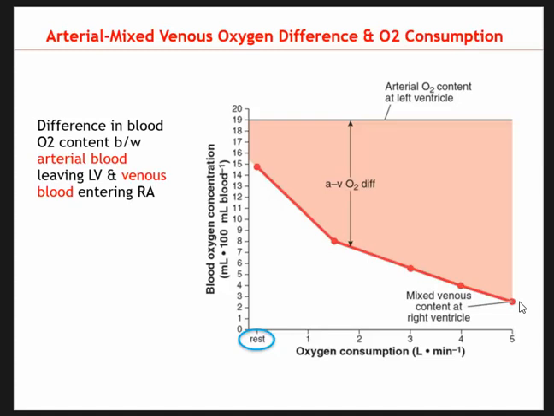So we said at rest the difference is only about 5 milliliters. At exercise, it's about 15 milliliters. That's because more oxygen is being taken out by the muscle. So the difference between that blood or that oxygen content is going to be greater.